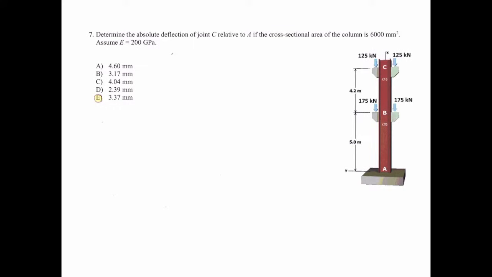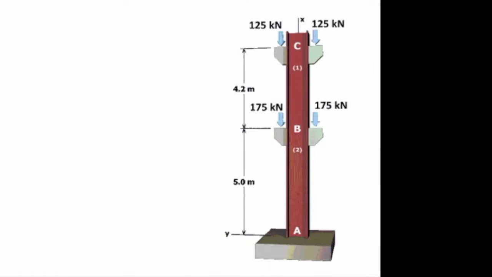Determine the absolute deflection of joint C relative to A if the cross-sectional area of the column is 6,000 square millimeter. Assume modulus of elasticity is 200 gigapascal. All right. How can we answer this? To answer this, we need to see what connects point C to A. In this case, element number 1 and element number 2 are connecting these 2 points. So I need to determine deformation delta 1 and delta 2, deformation of element 1 and element 2.